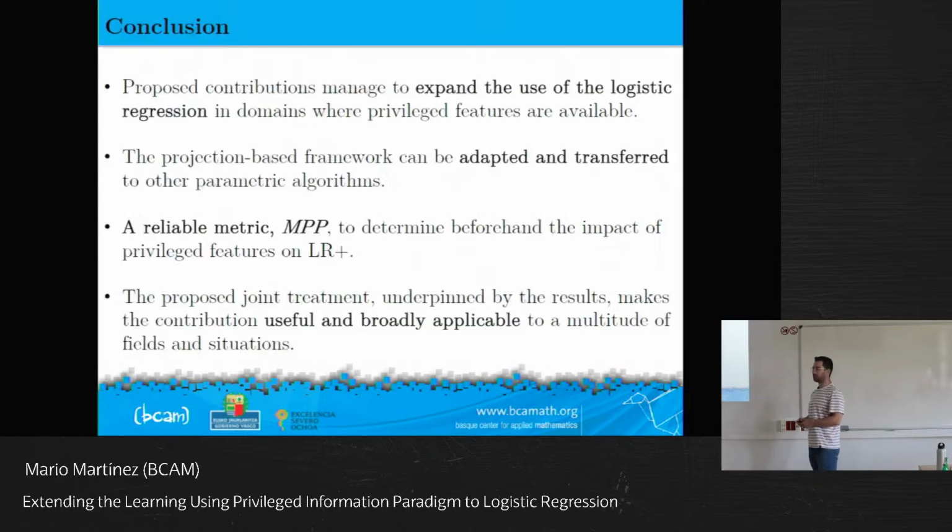Finally, the conclusion. Well, we managed to expand logistic regression to another novel paradigm, which is privileged information. And with this projection-based framework that I have explained, it can be adapted and transferred to other algorithms. We propose a novel and reliable metric, the MPP, to determine beforehand the impact of privileged features on LR+. And I want to remark on the usability of this model.